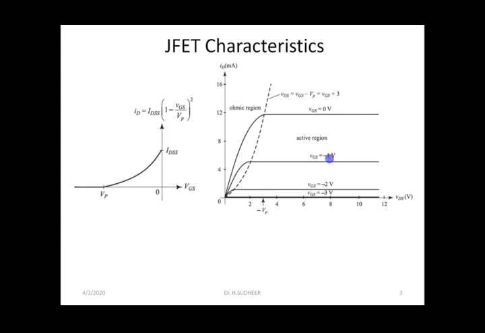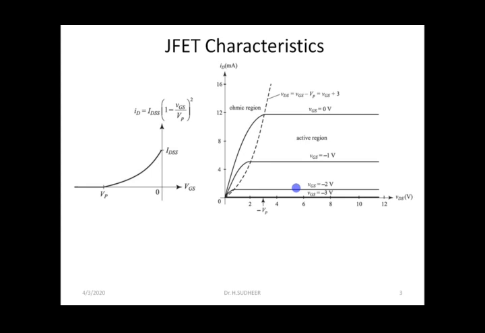Now VGS is equal to minus 1 volt. Because of this, the drain to source voltage required to make the JFET go from the ohmic region to the saturation region will decrease by 1 volt. What is the borderline equation? The borderline equation is VDS is equal to VGS minus VP. When VGS is equal to 0, VDS is equal to 3 volts. Now when VGS is equal to minus 1 volt, it is minus 1 plus 3. So when VDS is equal to 2, it will move from the ohmic region to the saturation region.